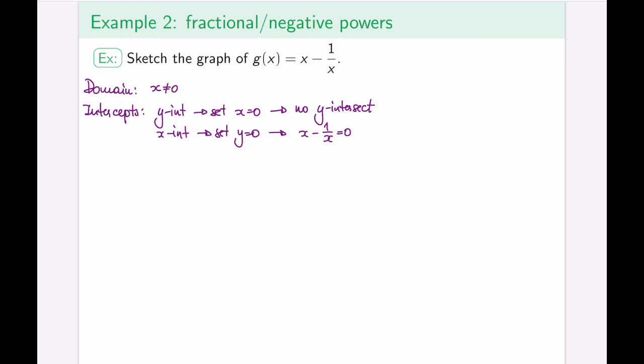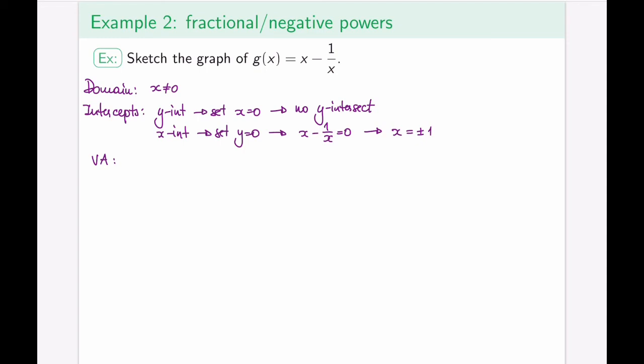And there's a couple of ways to proceed to actually solve this equation. You can do common denominators at this point, or you can bring the 1 over x over to the right-hand side and then cross-multiply. Either way, I will leave this up to you, but your answer should come out to be plus and minus 1. So 2 x-intercepts at positive 1 and at a negative 1. Next, we are discussing the asymptotes.